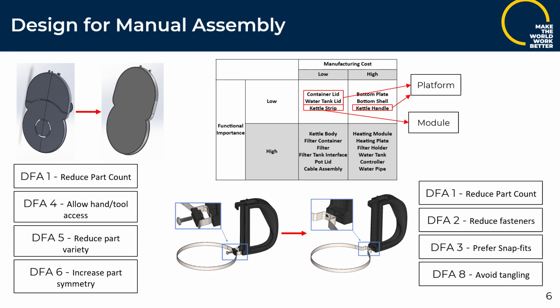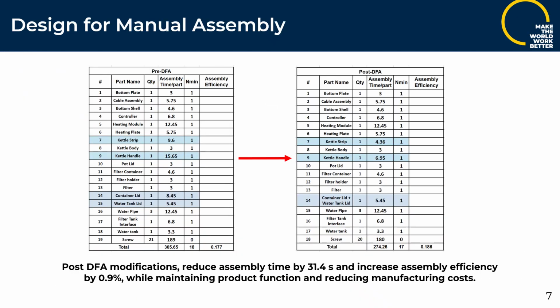And for the module part, we redesigned the kettle strip so we can reduce part count, redesign fasteners, and also turn it into a snap fit. We can also avoid tangling by modifying the geometry. With the DFM modification, we reduce the assembly time by 41.4 seconds and also increase the assembly efficiency by 0.9%, while also maintaining all the product function and reducing the manufacturing cost by reducing the number of parts and fasteners.